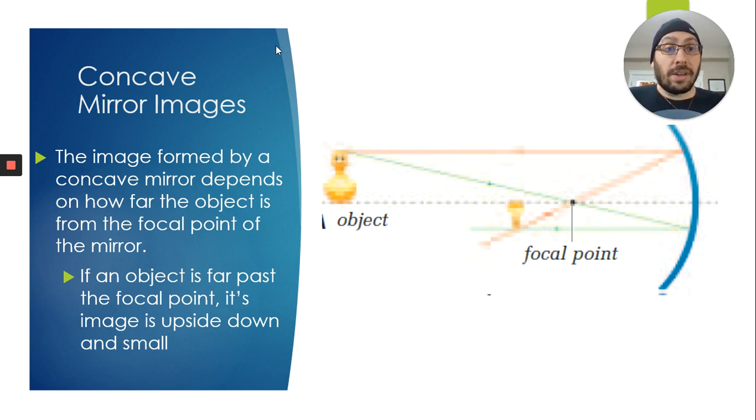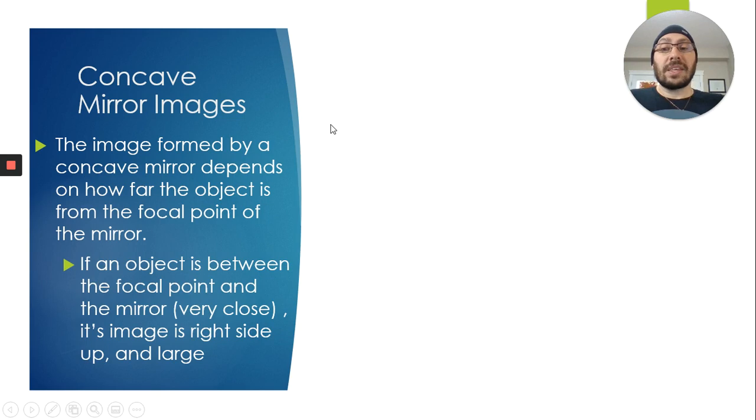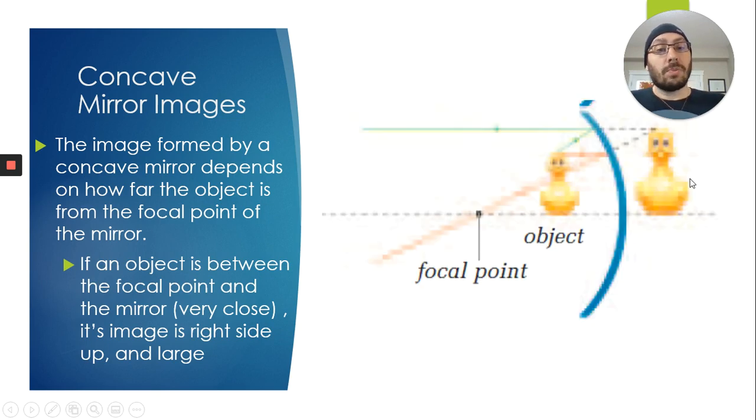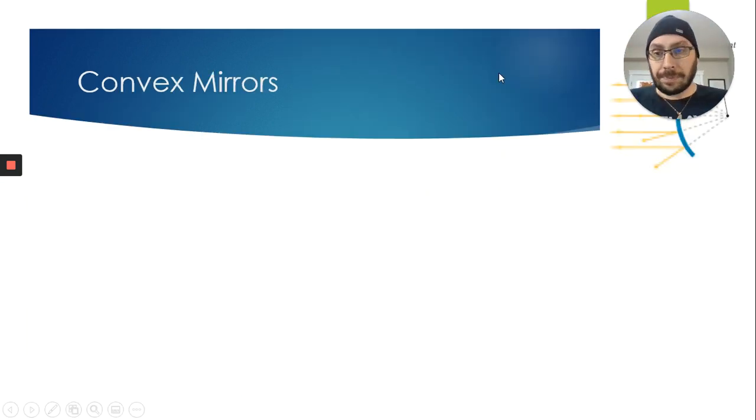But here's where the useful part of it is. If the object is between the focal point and the mirror, like I just demonstrated right here, the image is actually enlarged. And this is where those mirrors become very, very useful for doing your makeup or squeezing those zits and blackheads, or whatever you guys do with these cosmetic mirrors.